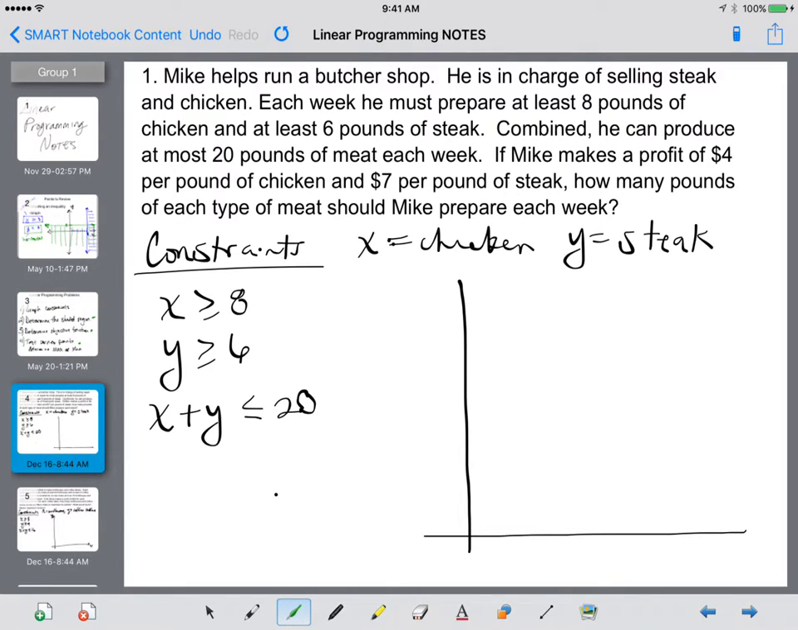It says Mike helps run a butcher shop. He's in charge of selling steak and chicken. Each week he must prepare at least 8 pounds of chicken and at least 6 pounds of steak. Combined, he can produce at most 20 pounds of meat each week. If Mike makes a profit of $4 per pound of chicken and $7 per pound of steak, how many pounds of each type of meat should Mike prepare each week?